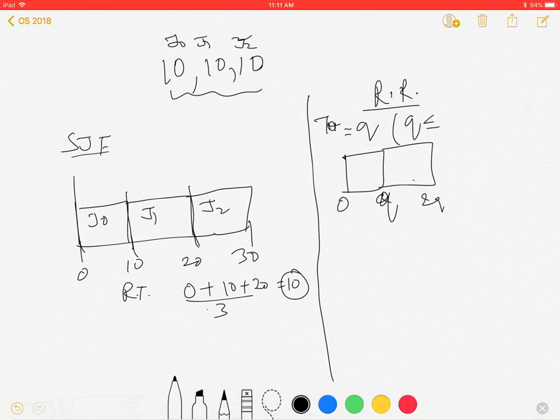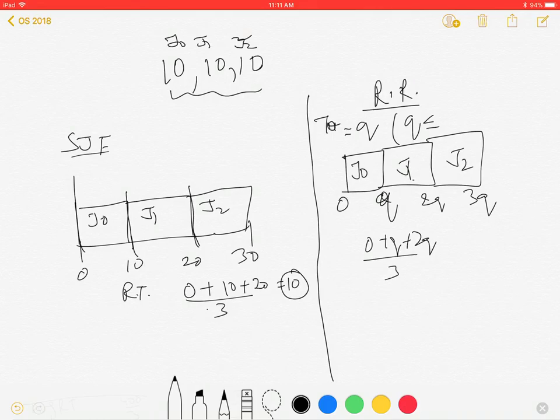So J1 runs from q to 2q, followed by J2 from 2q to 3q. From 0 to q, J0 will run, then J1 and J2 will execute. So the response time would be 0 plus q plus 2q divided by 3, which is q, given that q is less than or equal to the length of the processes, all of which are of the same length in this case. So if we keep q equal to 10, that is, the quantum equal to the length of the process, we'll have the response time of SJF equal to the response time of round robin.